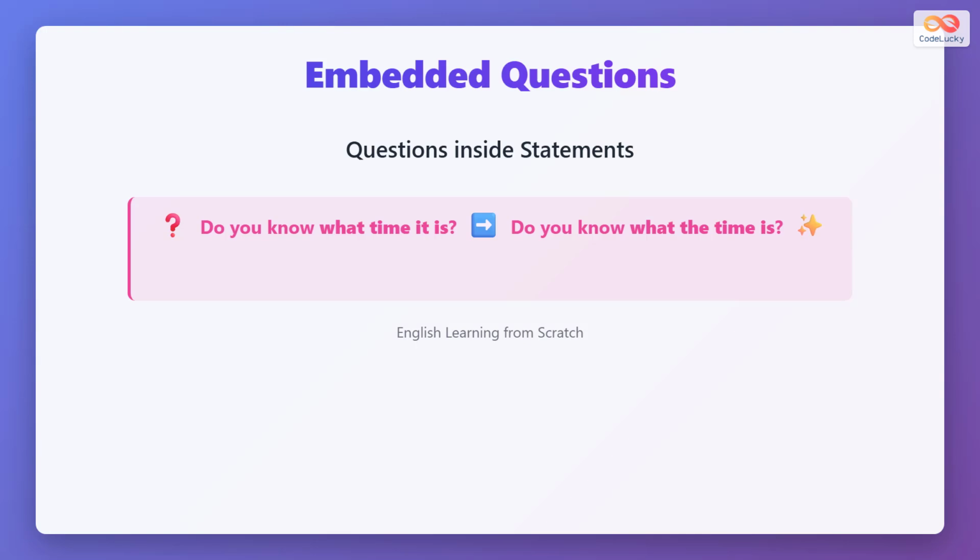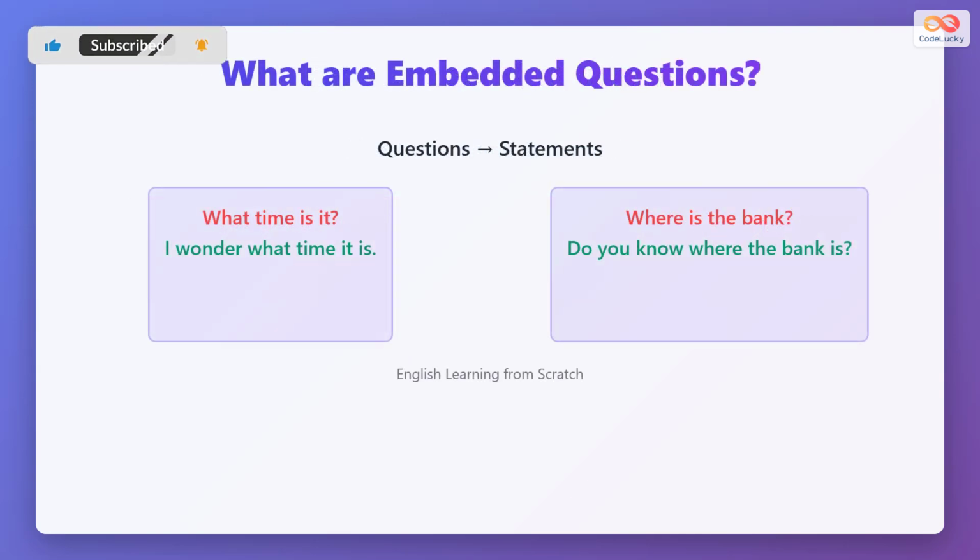Embedded questions are questions that are included inside statements or other questions. They are often used to sound polite or to express curiosity without asking a direct question. Embedded questions are found inside sentences with phrases like I wonder or do you know. The important thing is that the word order follows normal sentence order. The subject comes before the verb.